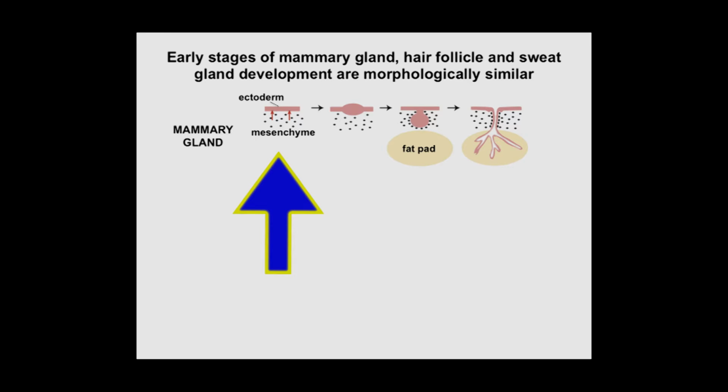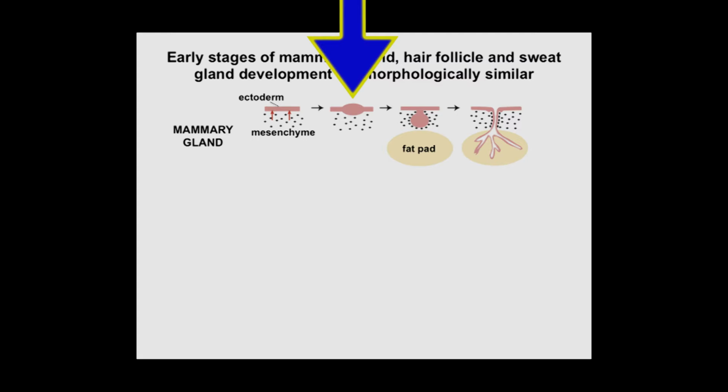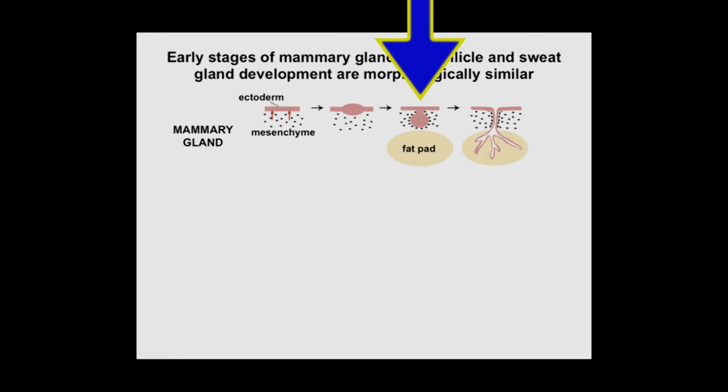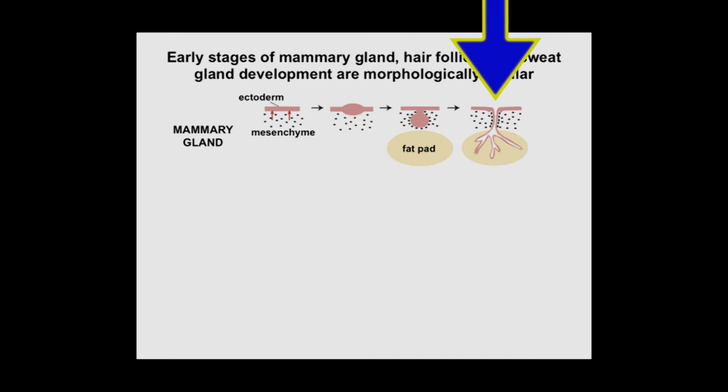So the mammary gland develops from the ectoderm, which is the outermost layer of the embryo, and it's diagrammed here in pink, and underlying mesenchymal cells, which are shown as black dots. And the first sign of glandular development is a localized thickening in the ectoderm, which is called a placode. And this then buds down into the mesenchyme and induces the formation of a fat pad. After that, the mammary sprout continues to grow downwards and starts to branch and develops a lumen.